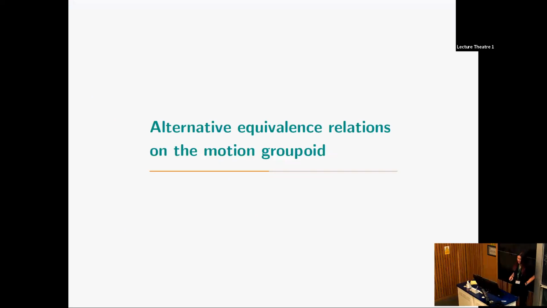Okay. So then something we do in the paper is we prove several theorems about different ways we could have constructed the equivalence relation on the motion groupoid. And so this allows us to connect the motion groupoid to various different settings.